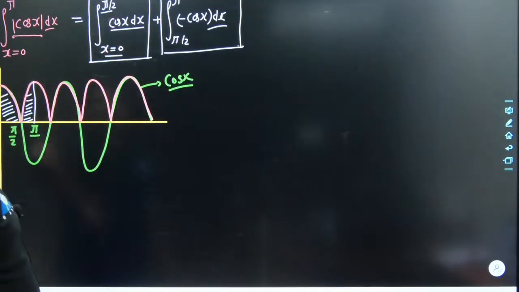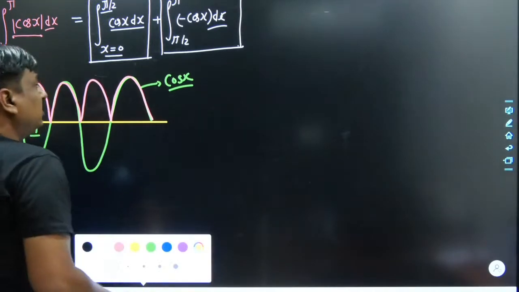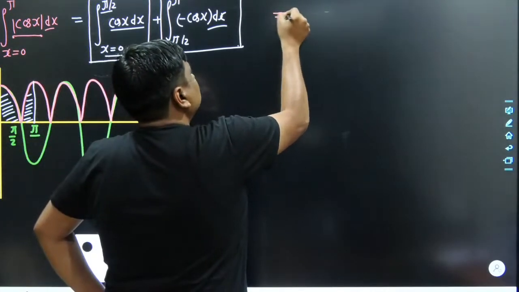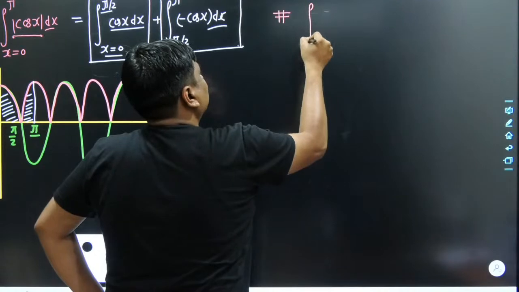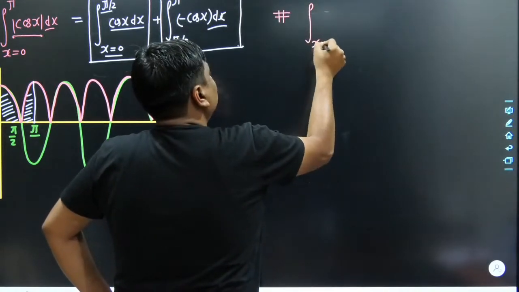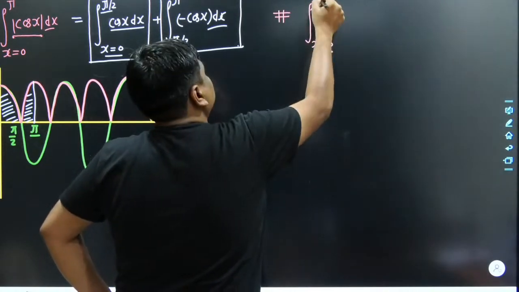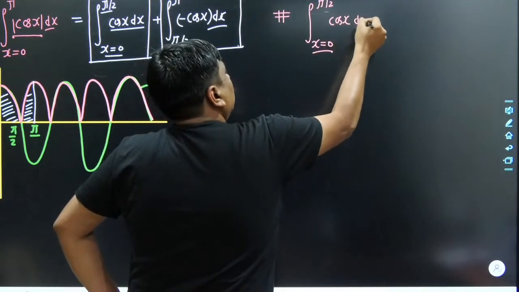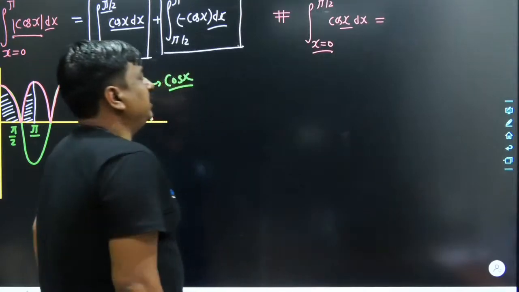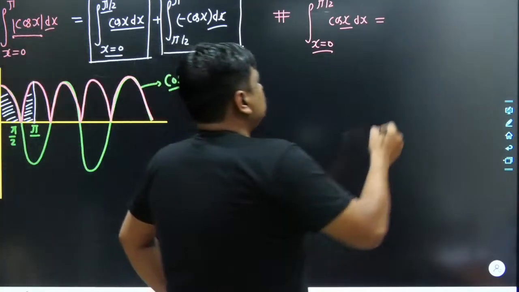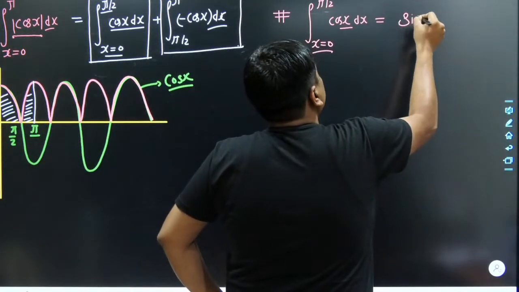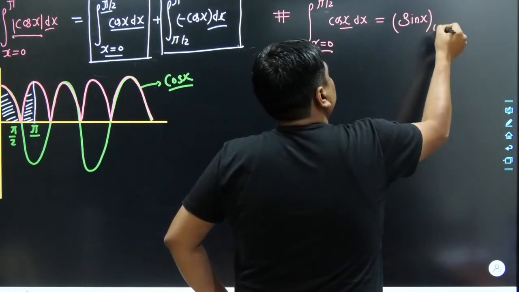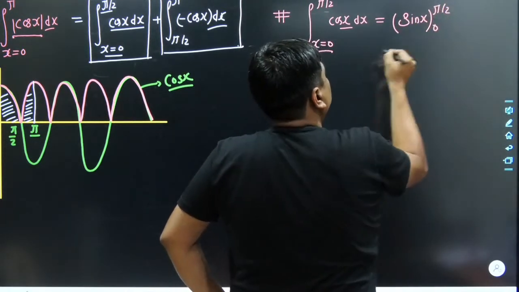So just focus on this integration. How will I calculate this? The easiest way, which we have been following in class 11th and 12th: we take the integration from x equals 0 to pi by 2. Here goes cos of x dx. May I know what used to be the integration of cos of x? Obviously, it used to be sin of x. And here the limit goes from 0 to pi by 2.